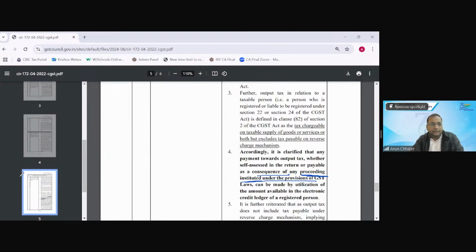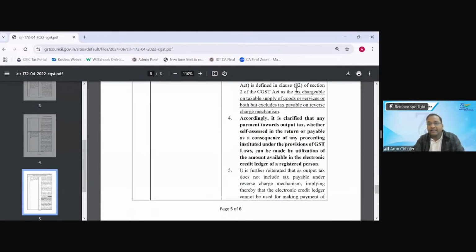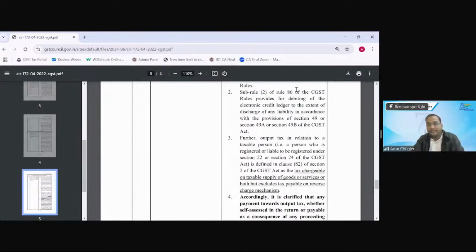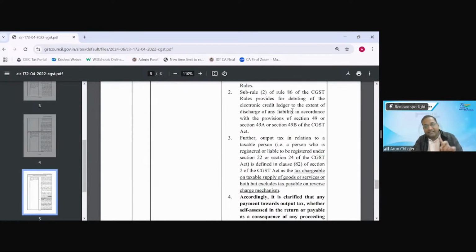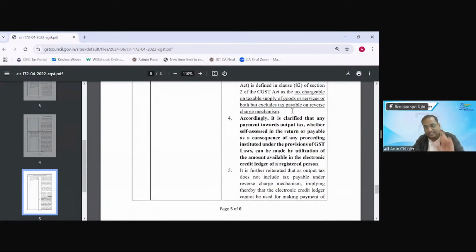Sir, even for interest? No, see that has been clearly written, taxes only. That has been clearly written in section 49 subsection 4. Okay, sir. So taxes is okay, whether it is normal tax liability, return related liability, or it is liability because of any demand, you can use the ITC only for tax part.